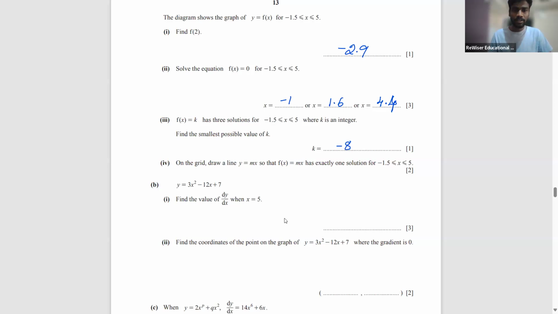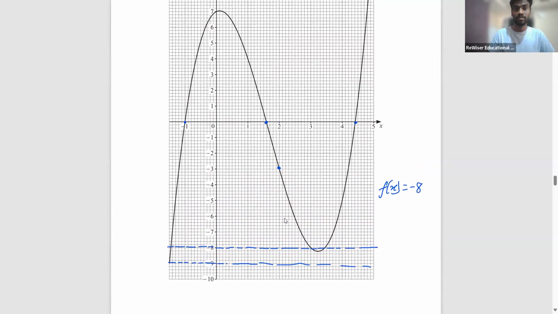Next, on the grid, draw the line y equals mx so that f of x equals mx has exactly one solution. y equals mx means your y-intercept is 0.